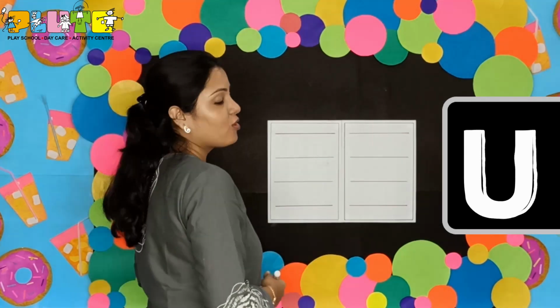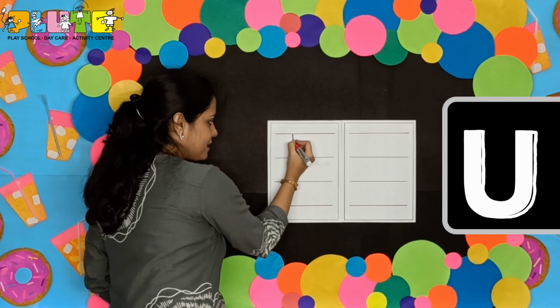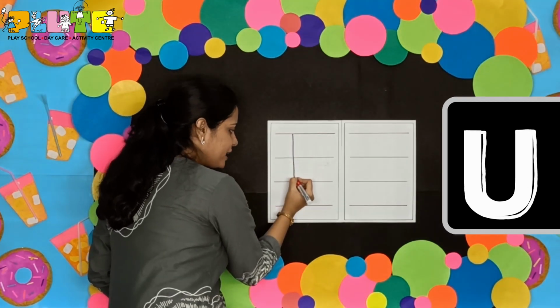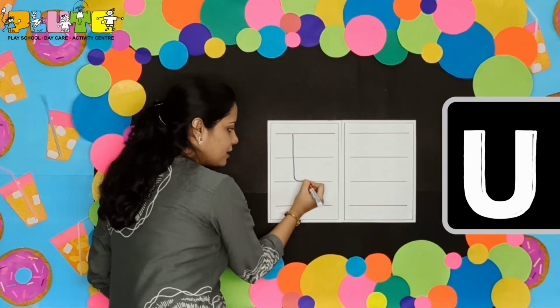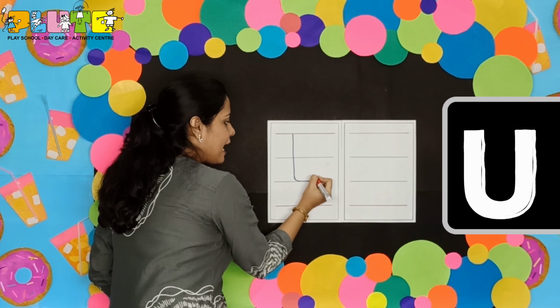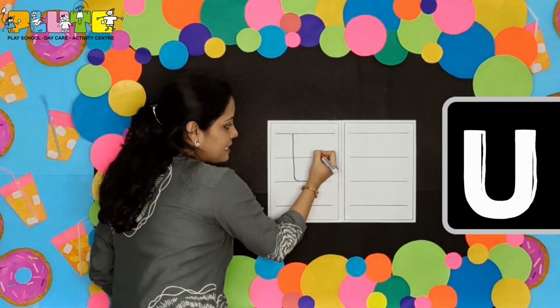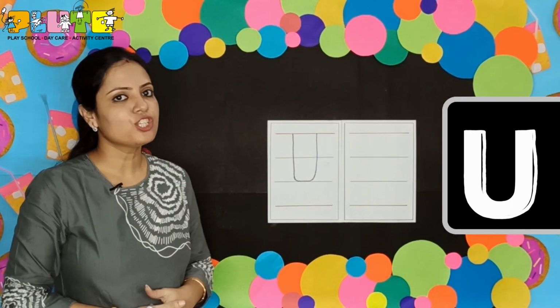Now children, I am going to show you how to write the letter U. So all of you look here. I'll start drawing the standing line from the first line like this, crossing the second line, then slowly come down to the third line. I'll take a small curve like this, and I'll take the standing line in the upward direction till the first line. So children, this is U.